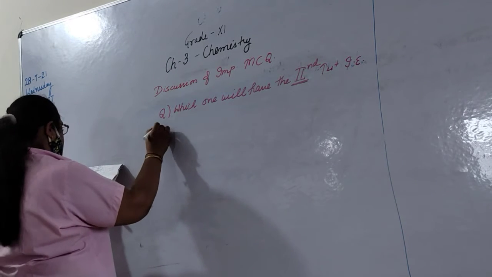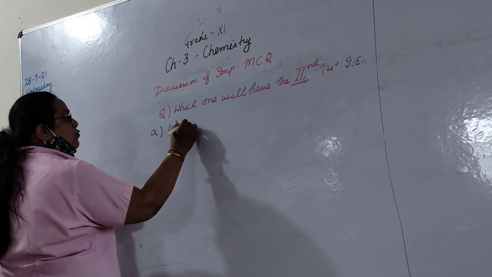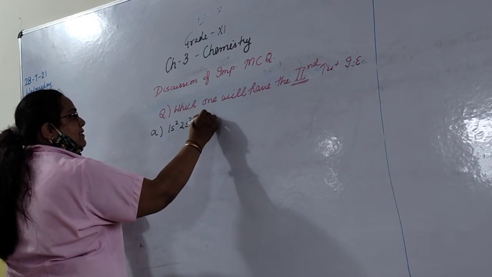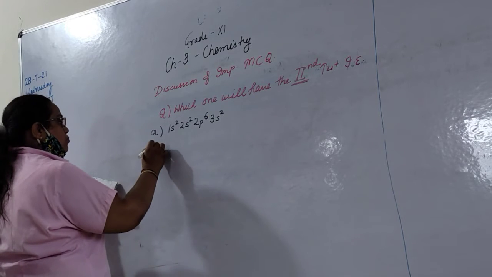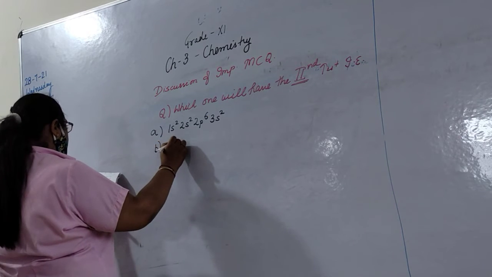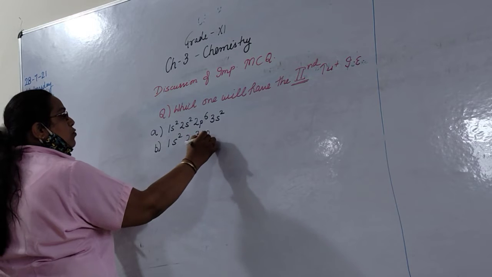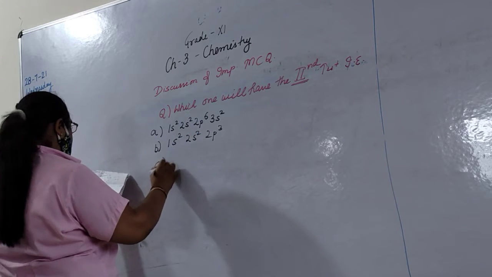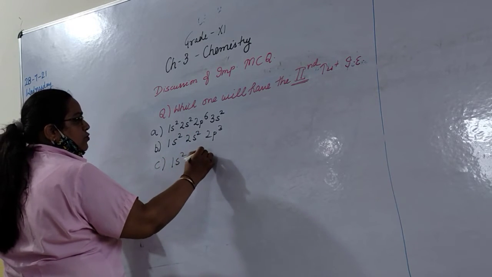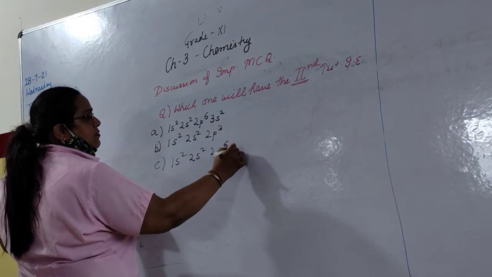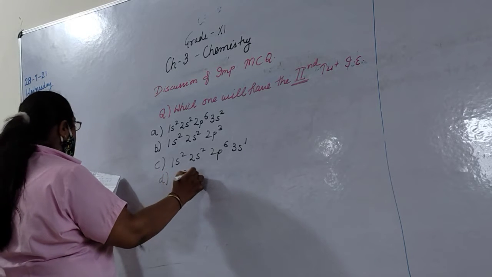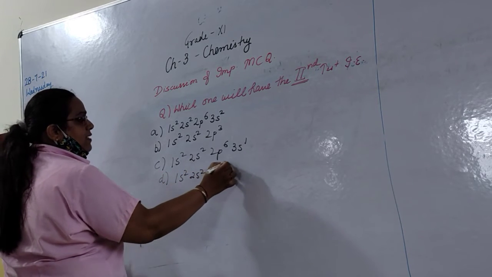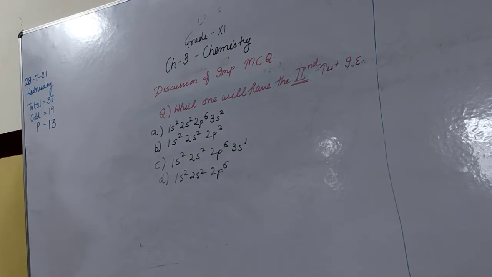So the options are 1s2, 2s2, 2p6, 3s2; 1s2, 2s2, 2p3; 1s2, 2s2, 2p6, 3s1; and 1s2, 2s2, 2p6. Remember, second IE, not first.